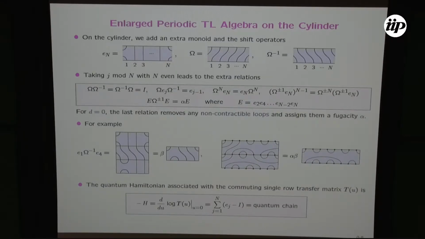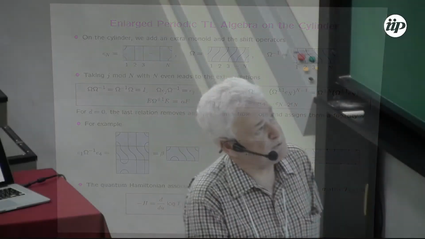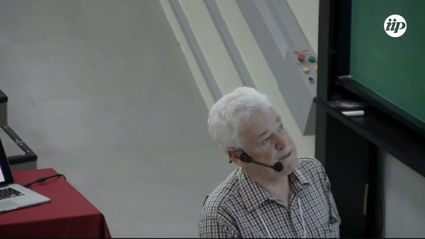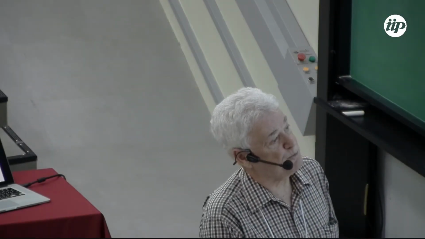For a periodic system, you have the shift operator, where the connectivities just shift one space to the right or one space to the left, so you have more relations in your extended or enlarged temperley-Lieb algebra. The relations are here, and the most important one is this one. So this one tells you that when you have a non-contractible loop, the weight of the non-contractible loop is alpha.